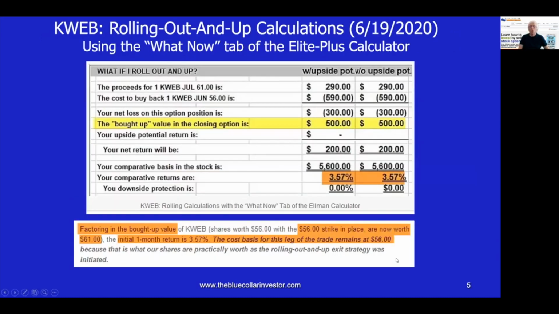Now, on 6/19, expiration Friday, we rolled that 56 strike out and up.